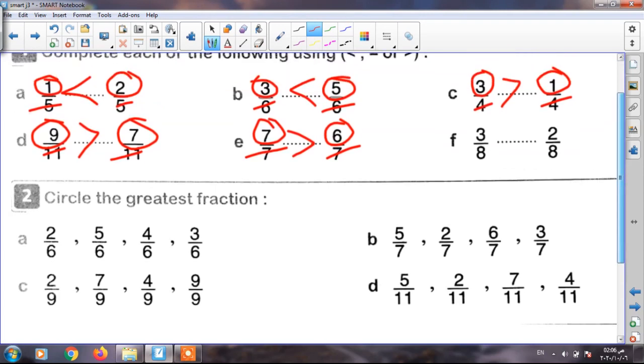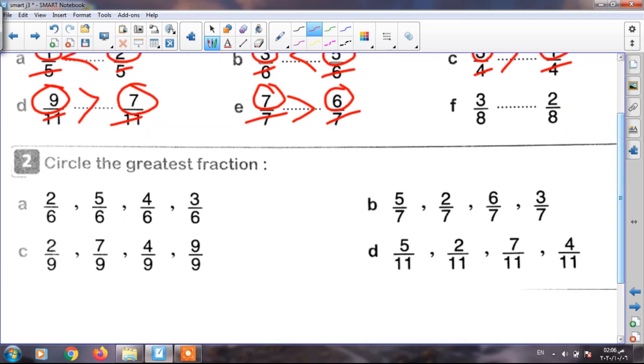The last one here, 3/8 and 2/8. Okay, what will I do here? I have the same denominator. It means I must look at my numerator. Here I have 3 and here I have 2. I know that 3 is bigger than 2. So 3/8 is bigger than 2/8.